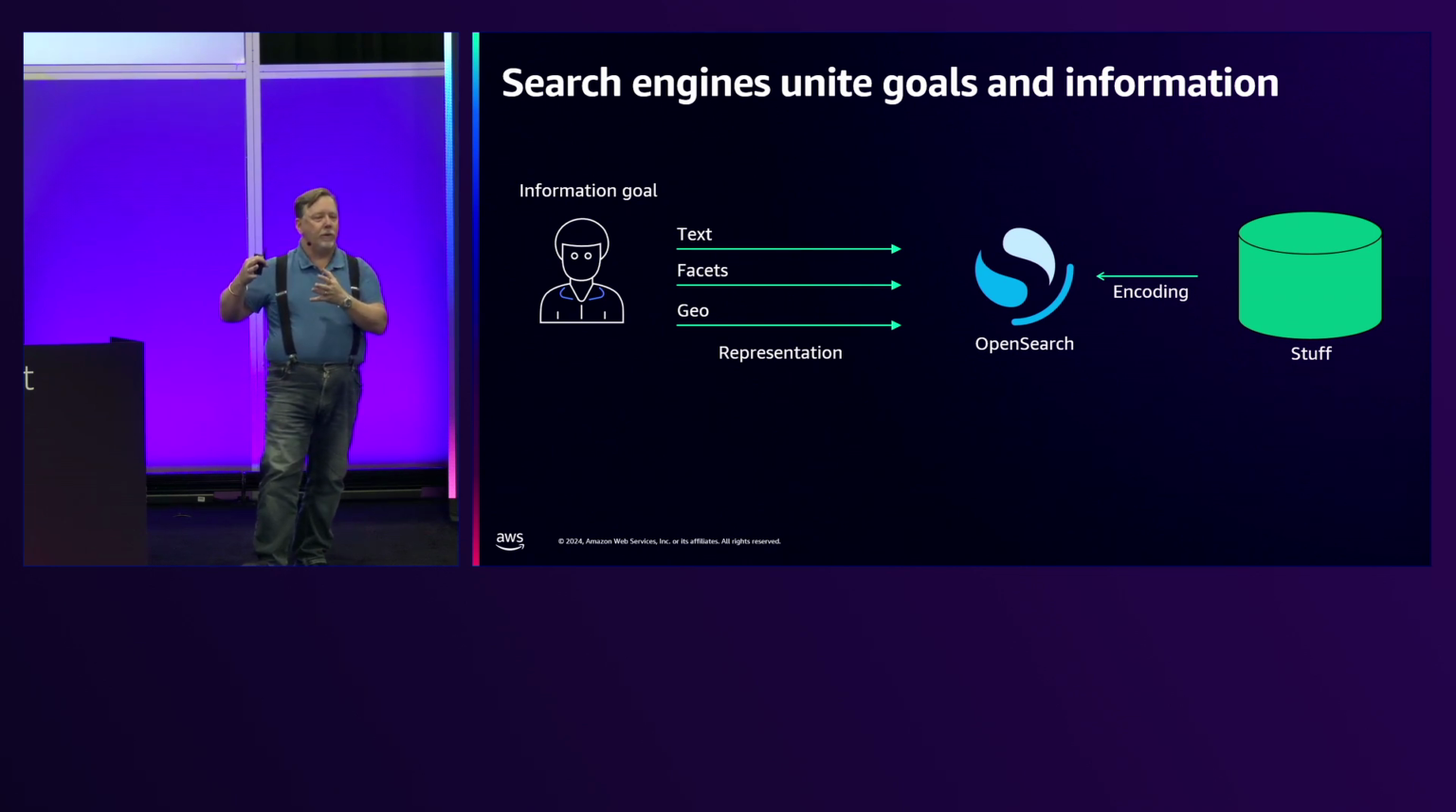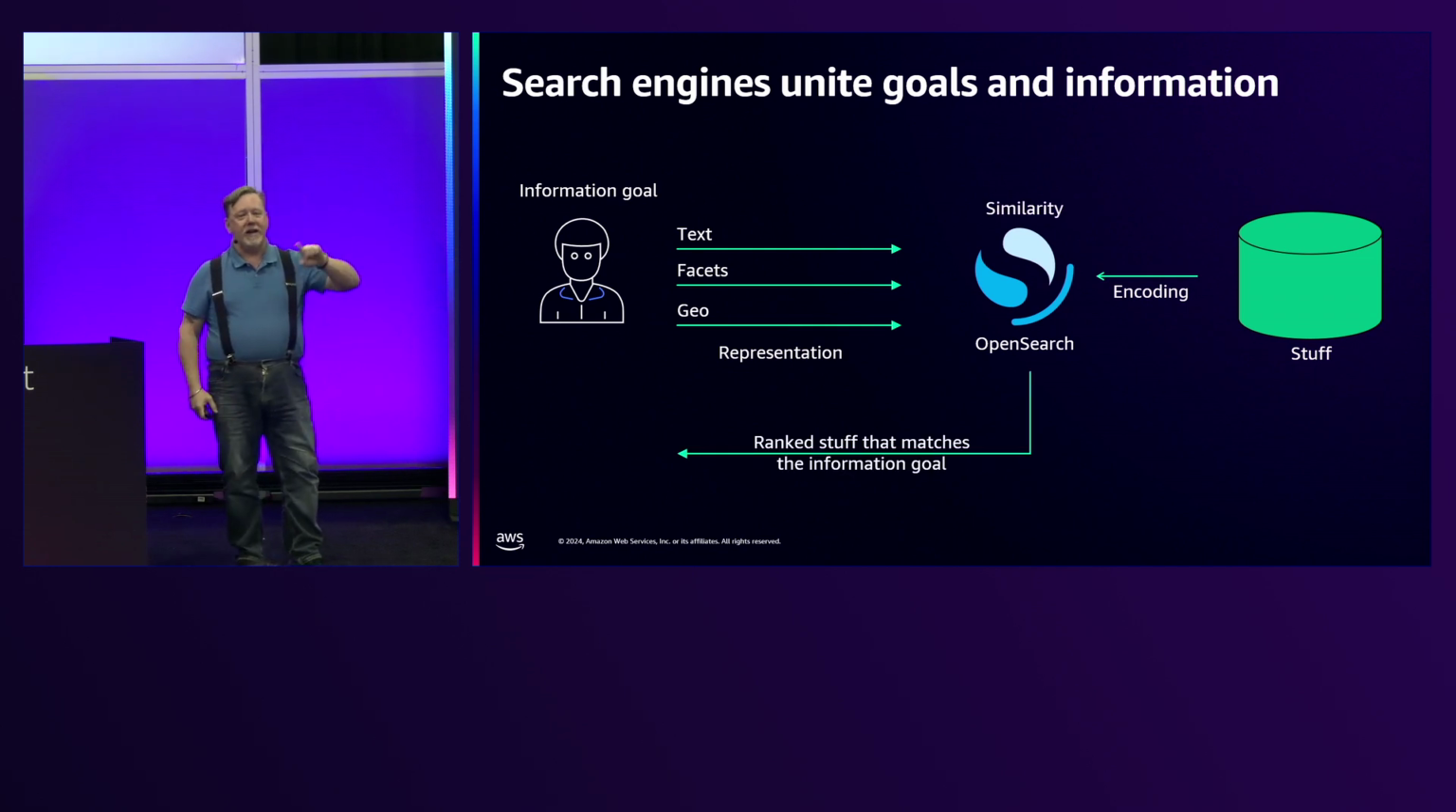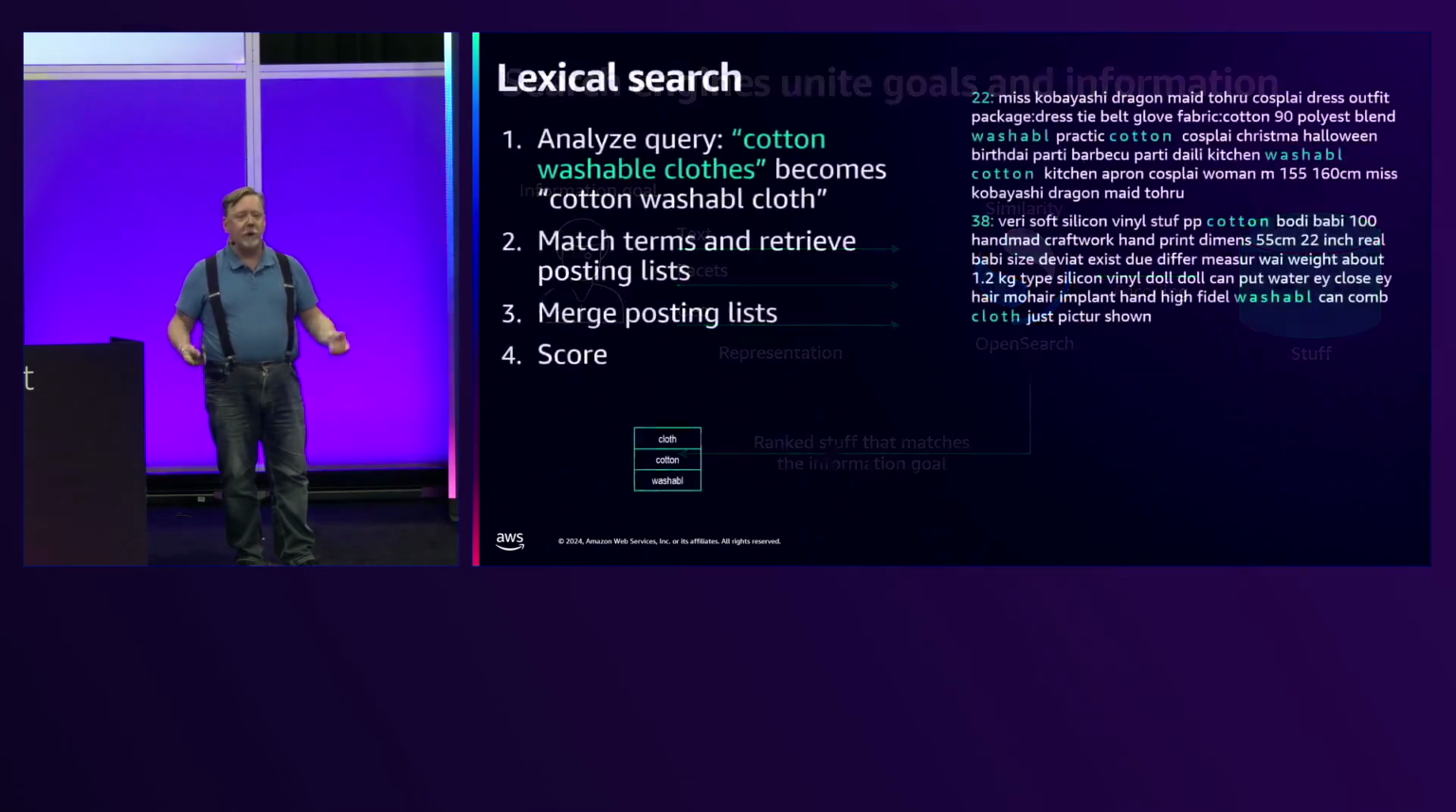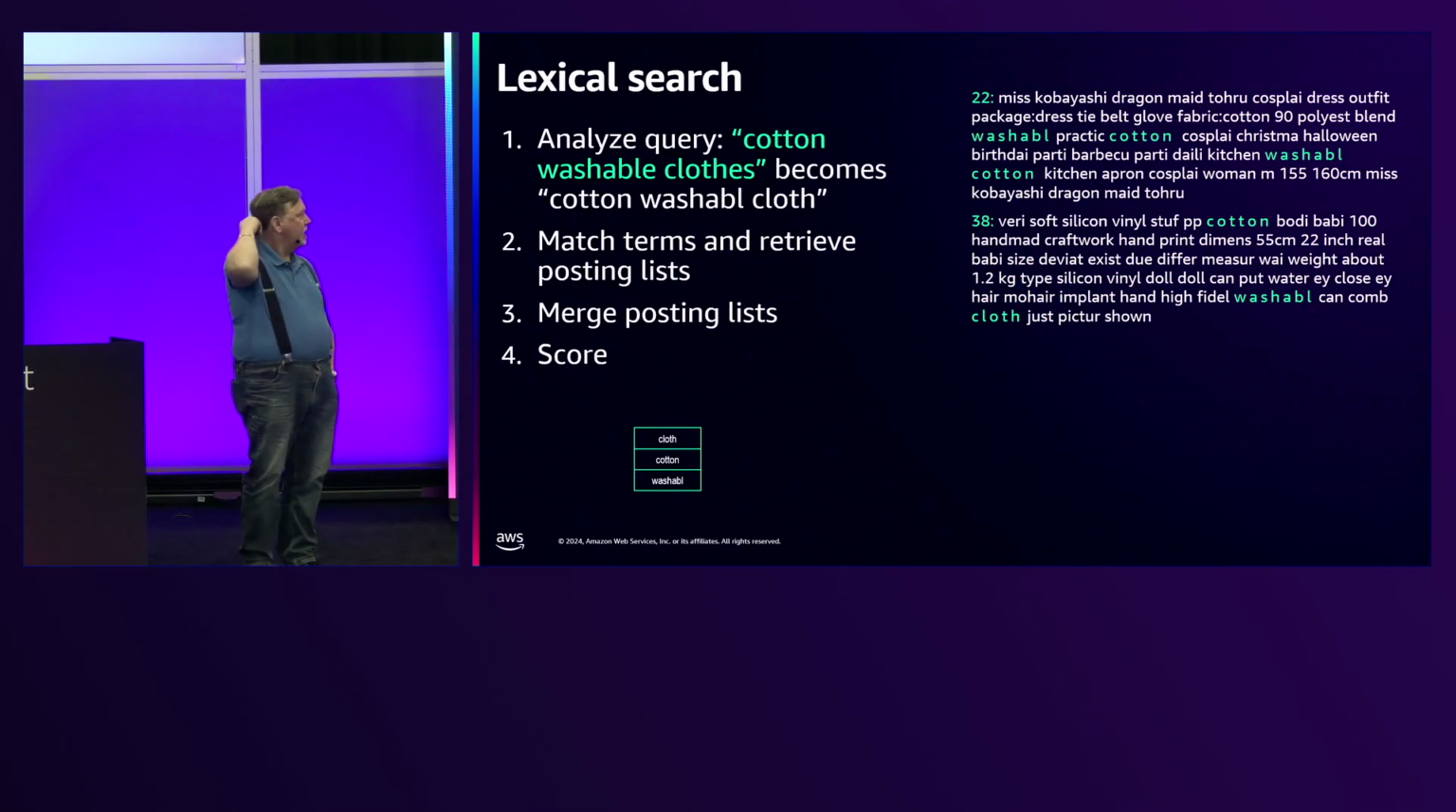Now, the application has a pile of information, a bunch of stuff, and you're going to encode that in JSON and send it into OpenSearch. OpenSearch's job there is to take that query, which is a bunch of text, and geo and facets, and pick the stuff that matches your query, right? So I type Captain Marvel, I want to get Captain Marvel back. OpenSearch's job is to look through all the stuff, find all of Captain Marvel, and then send me out Captain Marvel, right? So how does it do that?